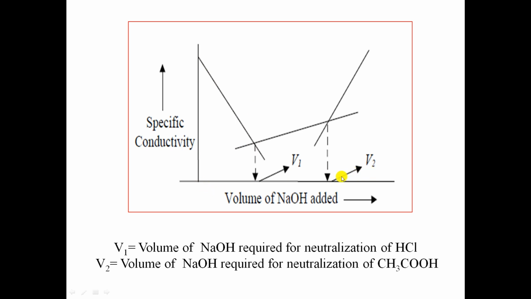From V1 to V2, neutralization of acetic acid takes place. Therefore, origin to V1 is the neutralization of HCl, and V1 to V2 is the neutralization of acetic acid. Then we calculate the amount of acetic acid in the acid mixture by taking the difference V2 minus V1.